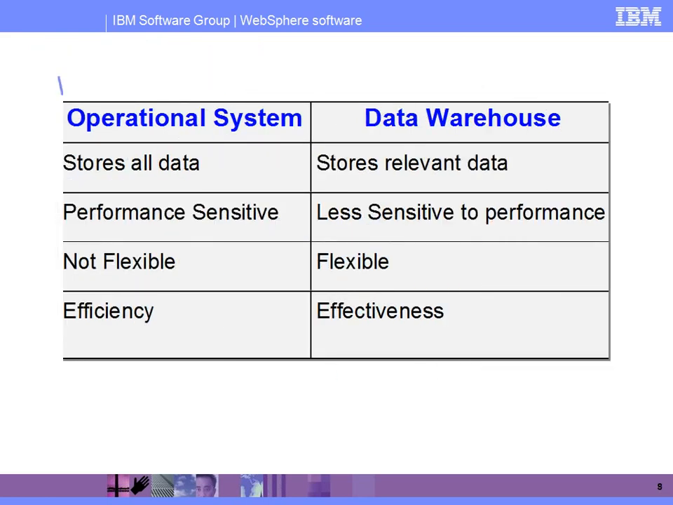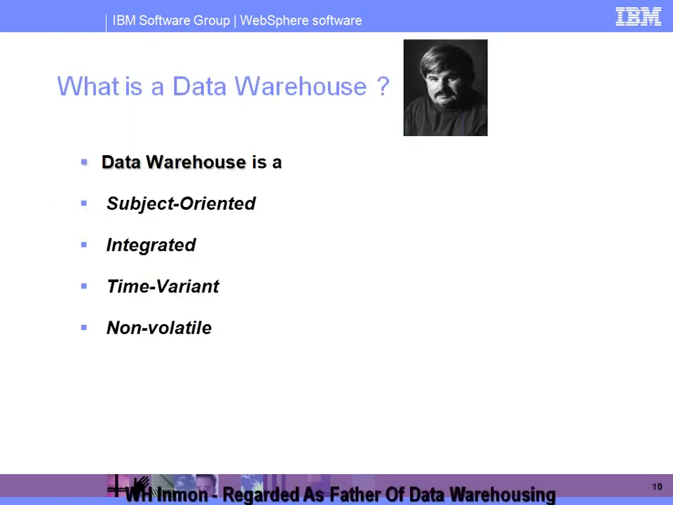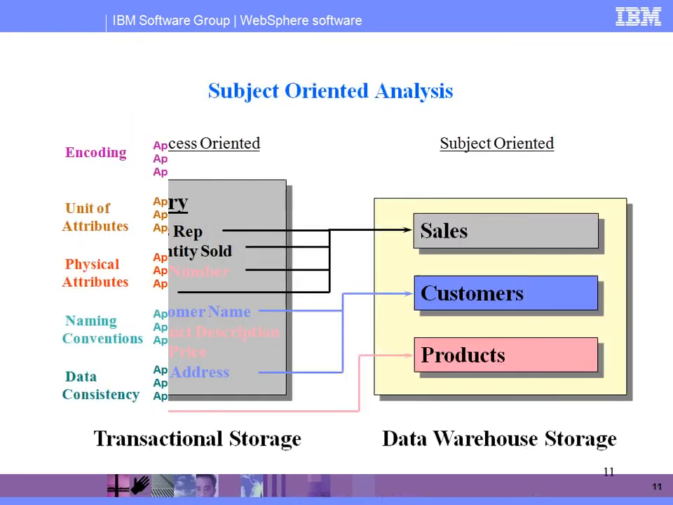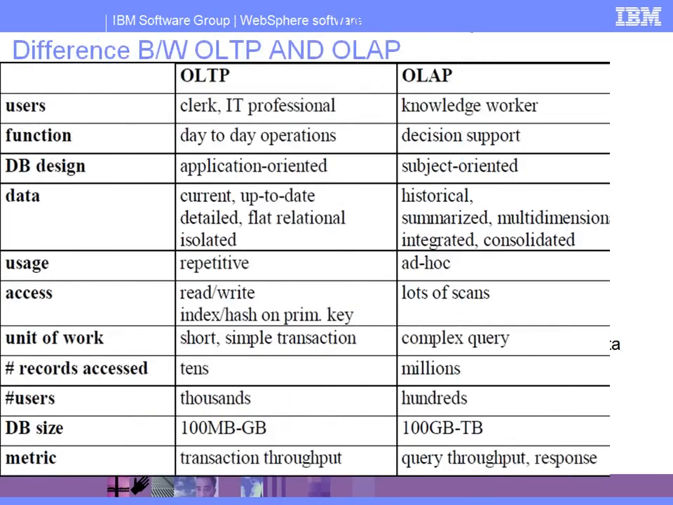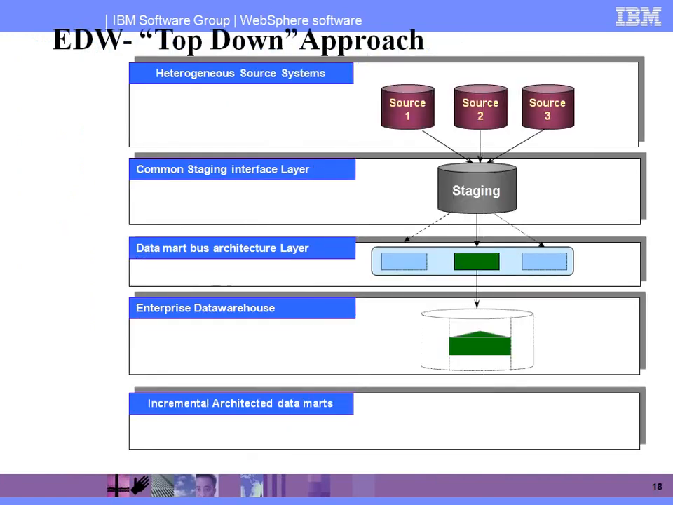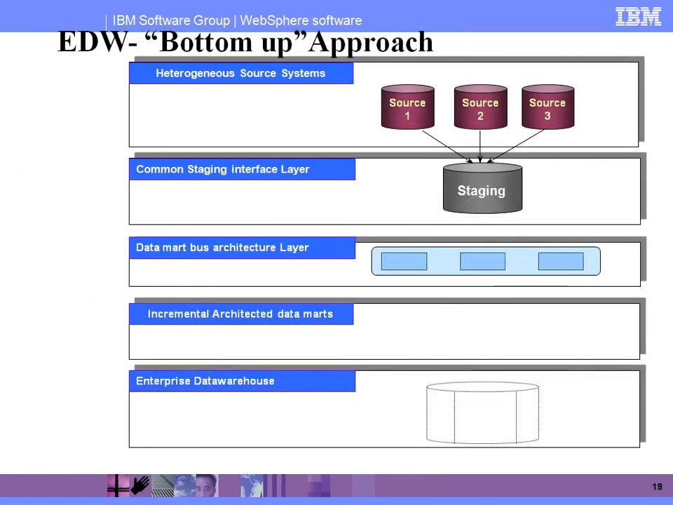We are also going to discuss the definition of a data warehouse. What are the different base features of a warehouse? What is the difference between OLTP and OLAP? What is the basic fundamental process we follow while implementing a data warehouse, like the top-down approach or bottom-up approach?